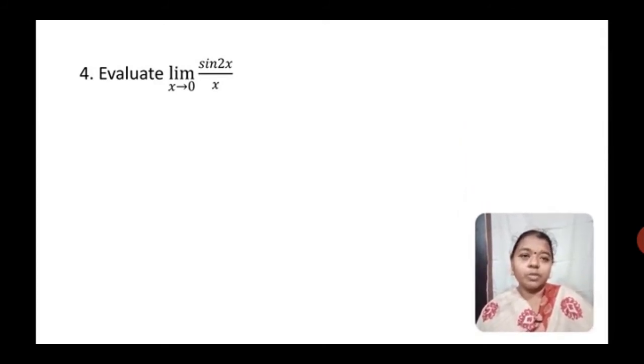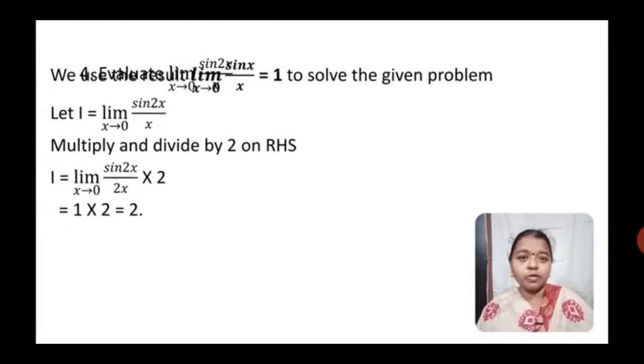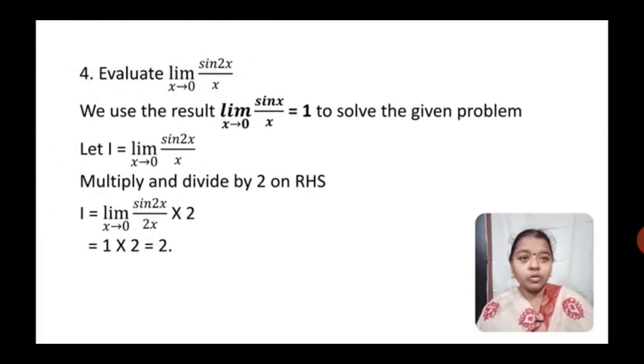So the next problem is evaluate limit x tends to 0 sine 2x divided by x. Again, when I substitute x is equal to 0, you know it is of the form 0 by 0. So let's see how we solve this particular problem. Most of you know, we have studied this in your PUC as well as in your 10th standard. What is that result? The result is limit x tends to 0, sine x by x is equal to 1. So we will be using this result to solve the given problem.